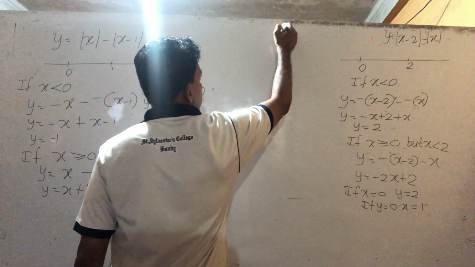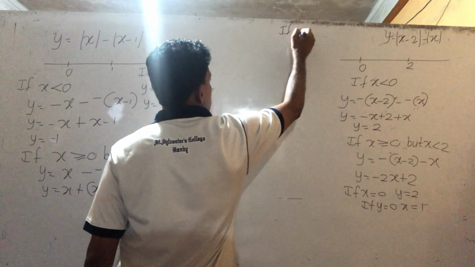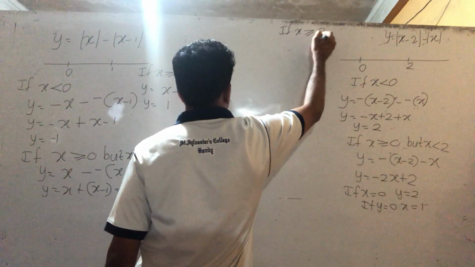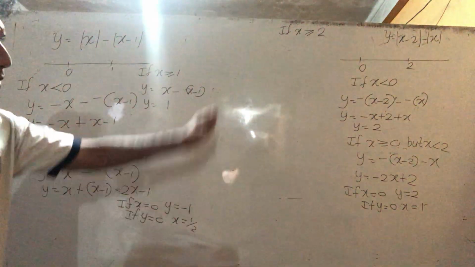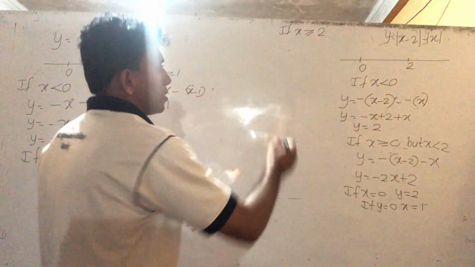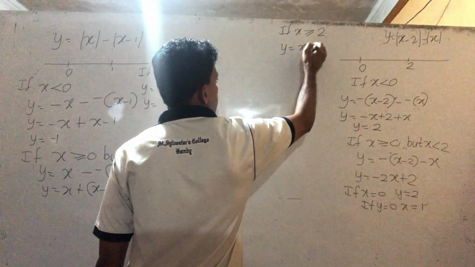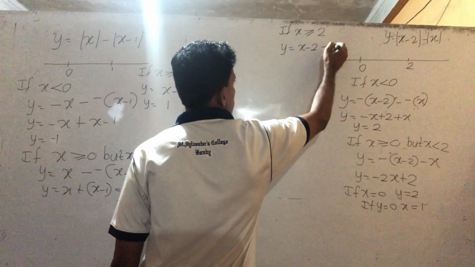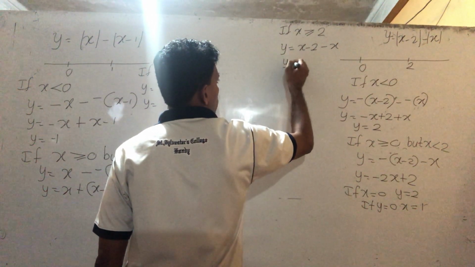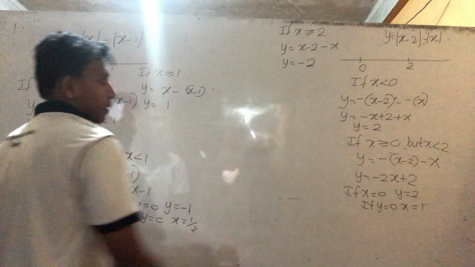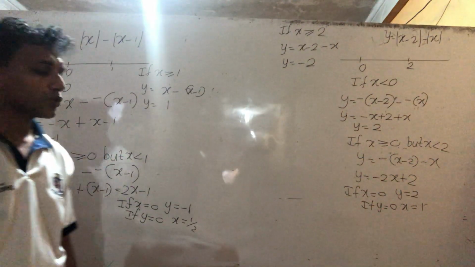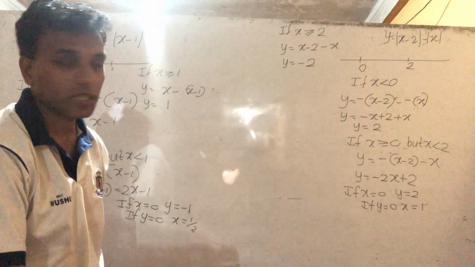Next, if x is greater than or equal to 2, both are positive, right? Both are positive, so what happened there? For y, show it as it is, positive, no change in the modulus. So y equals minus 2, okay? Therefore there are 1, 2, 3 portions in both graphs.